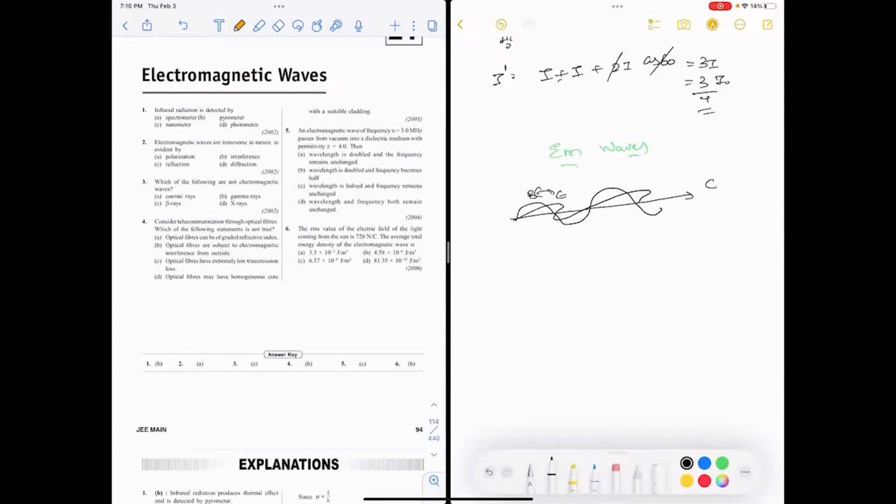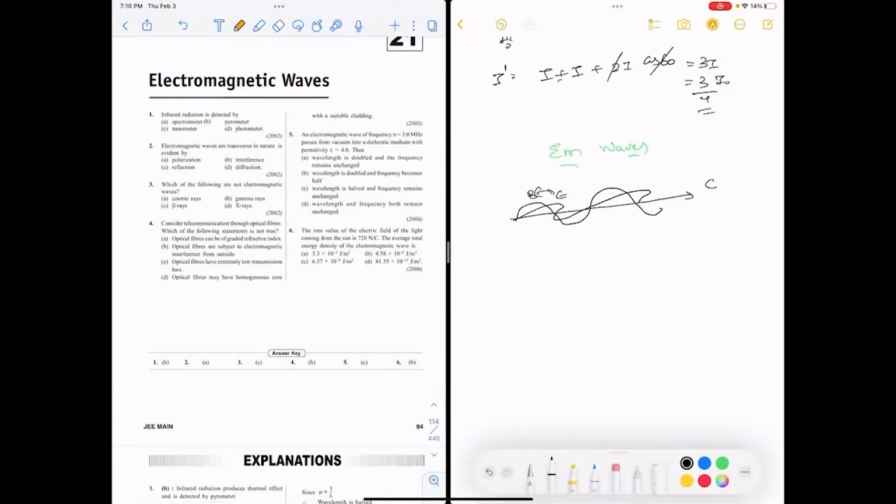These are very basic questions. Infrared radiation is detected by photometer, nanometer, spectrometer, pyrometer. Electromagnetic waves are transverse in nature, which is evident by polarization, interference, diffraction, reflection. Polarization gives that the oscillations are normal, right? That is what we are giving, a polarized light, and we are getting polarized light. So it is telling you that it is transverse in nature. Agreed or not?